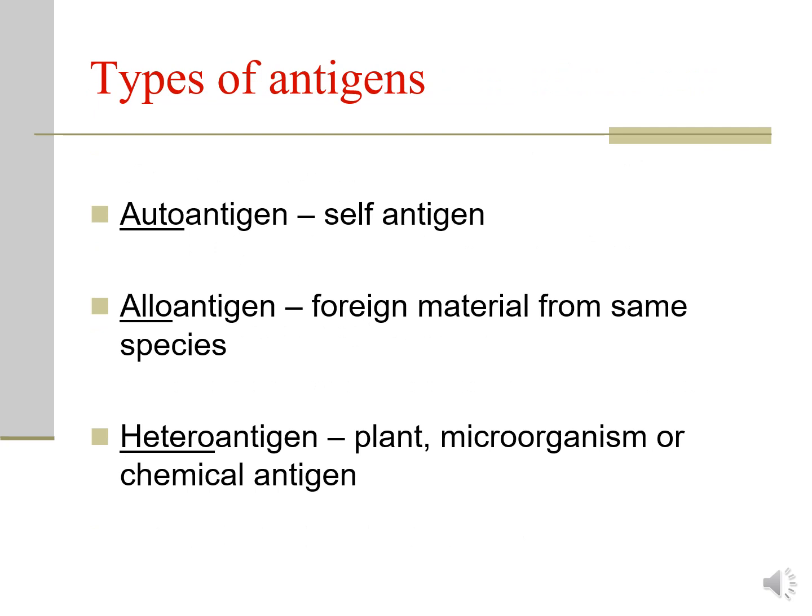We have three types of antigens. We've got the autoantigens, which are self-antigens. These are antigens that elicit the formation of autoantibodies. We have alloantigens, which are foreign material from the same species. An example of that might be your blood group antigens from donor cells. We have heteroantigens, which are plant, microorganism, or chemical antigens. This is an antigen that originates outside of one's own body.